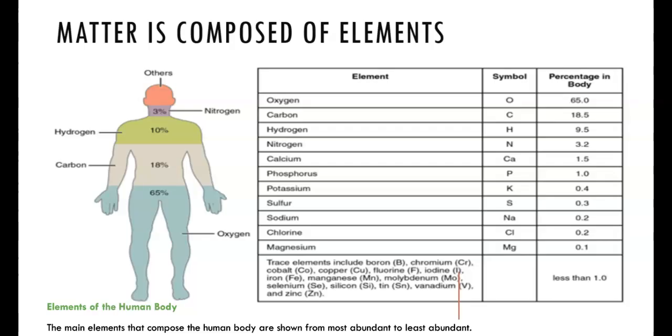Trace elements are also shown in this table, and they are found in the body in very small amounts. Although trace elements are found in small quantities in the body, they are still important for normal functioning and for maintaining human life. For example, iodine is a trace element that is needed to make thyroid hormone, which is essential for cellular metabolism. In fact, it is so important that it has been added to salt to form iodized salt that will ensure that we get the iodine that we need. Another trace element that is necessary for normal functioning is iron, since it is needed for blood cell formation.